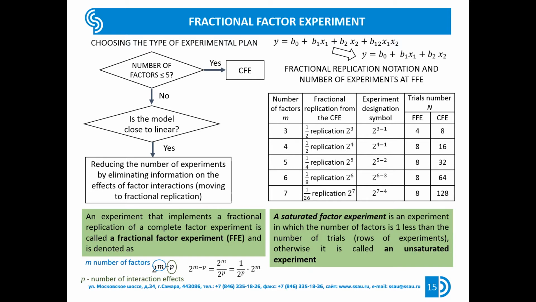The fractional replication is denoted by this, where m is the number of factors and p is the number of interaction effects. The notation of some fractional replications and the number of trials needed to implement them are shown in the table on the right. This table shows that the use of fractional replications allows a significant reduction in the number of trials and that their usefulness increases as the number of factors increases. A saturated factorial experiment is an experiment in which the number of factors is one less than the number of trials, rows of experiments. Otherwise, it is called an unsaturated experiment.